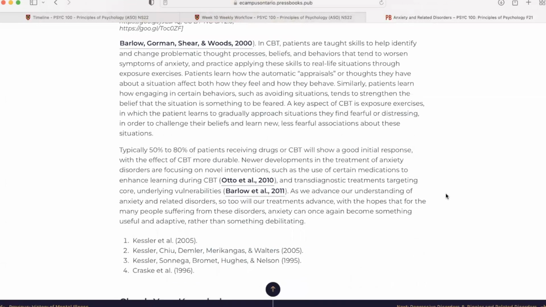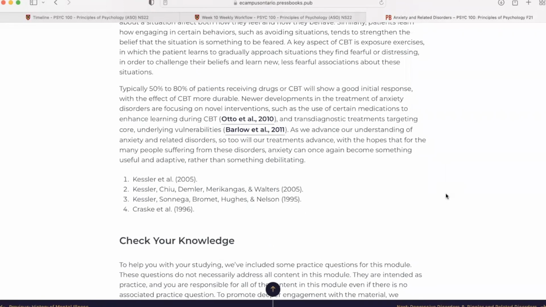A key aspect of CBT is exposure exercises in which the patient learns to gradually approach situations they find fearful or distressing in order to challenge their beliefs and learn new, less fearful associations about these situations. Typically, 50 to 80% of patients receiving drugs or CBT will show a good initial response, with the effect of CBT more durable. Newer developments in the treatment of anxiety disorders are focusing on novel interventions, such as the use of certain medications to enhance learning during CBT, and transdiagnostic treatments targeting core, underlying vulnerabilities.